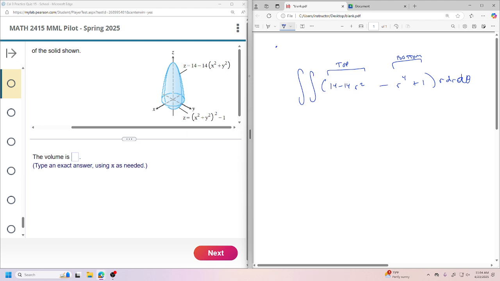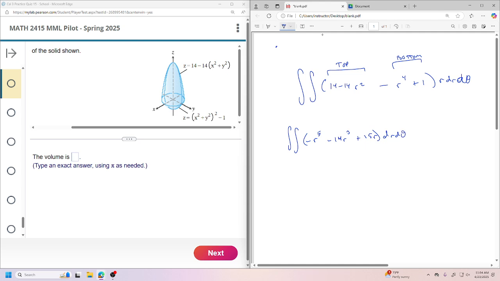Okay, so mushing it all together, what I have is negative r to the 4th minus 14r squared, and then I think I have a 15. Oh, and then an r in the front. So this is r to the 5th, this is r cubed, and this is an r. And then dr d theta.